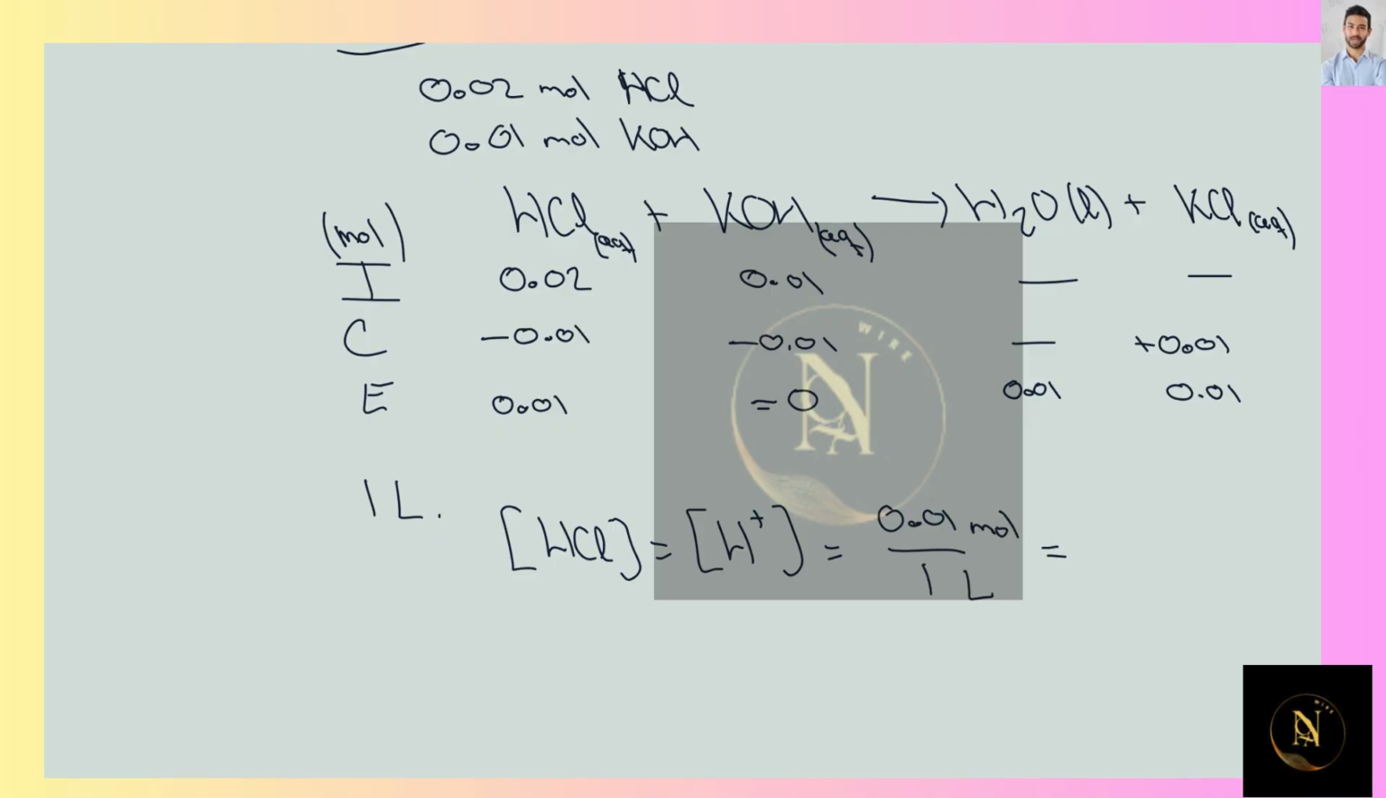Okay, this is equal to 10 to the minus 2. So the pH, this is minus the logarithm of H plus, is minus the logarithm of 10 to the minus 2. It's going to be equal to 2.